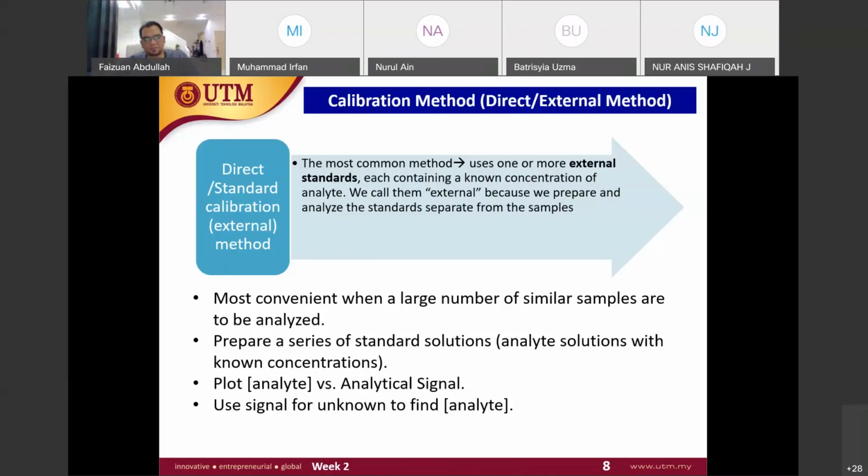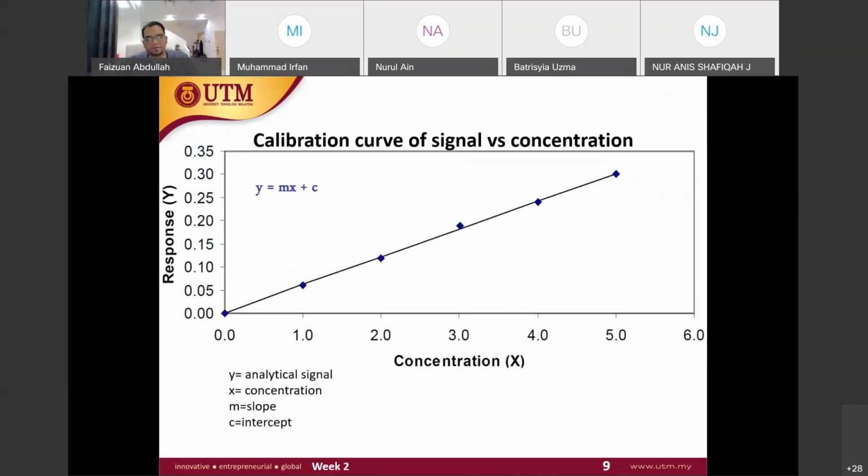Most convenient when a large number of similar samples are to be analyzed. Prepare a series of standard solutions, analyte solutions with known concentration, and we plot the analyte concentration versus analytical signal. Use the signal for the unknown to find the analyte. Perfect one. Okay, so y is equal to the signal. The y axis is for the signal, x is for the concentration, m is for slope, and c is intercept. So now, what is the intercept?